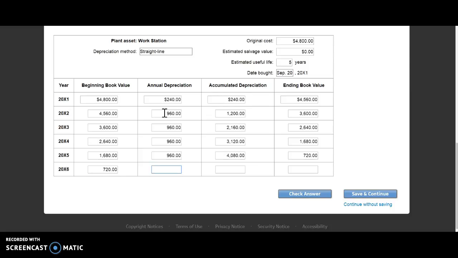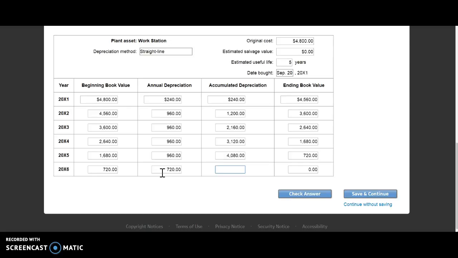Okay, again, we have to be careful on this one. We cannot just put the annual depreciation in again. When we look at the beginning book value of that workstation, it is $720. If we put in that annual depreciation of $960, we would end up with an ending book value of a negative number, and that can't happen. Remember, our estimated salvage value is $0. So we have to figure out what would get us to that ending book value of 0. I'm just going to go ahead and put that 0 right in there. So if we took that 720 minus 0, that simply means that $720 is what it will depreciate that year.